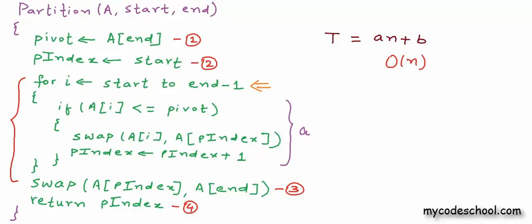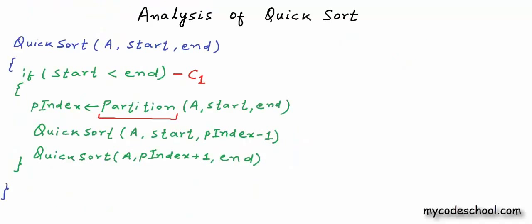Remember, n here is the length of the subarray that we are partitioning. Okay, coming back to our quicksort function. The partition function here is going to cost us big O of n. We can say that the cost for executing this statement will be some constant times n, plus we can add some constant here, but it will not matter because for very high values of n, the added constant term will be negligible compared to this a into n term.